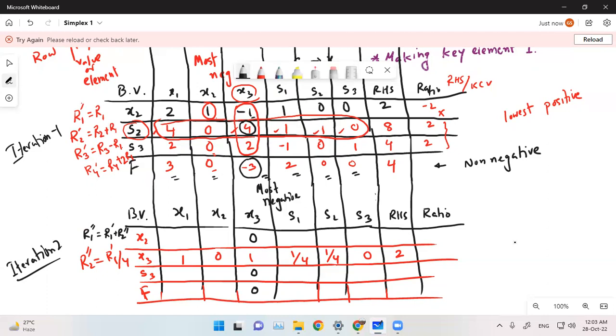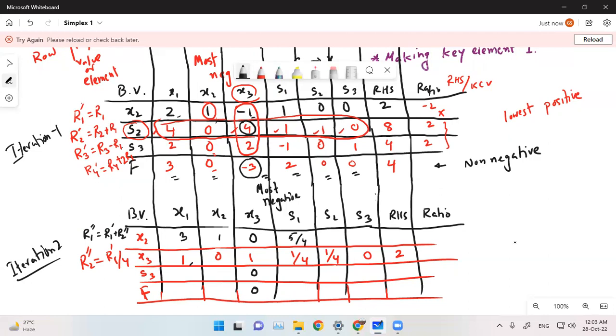Okay, so if you do that, this value is becoming 1. So basically adding those two values, 1 will be added with 2, so that will give us 3. 0 will be added with 1, so this will be 1. This is already 0, so 1 will be added with 1 by 4. Okay, so this will give us 5 by 4.